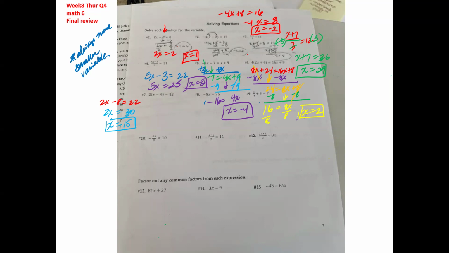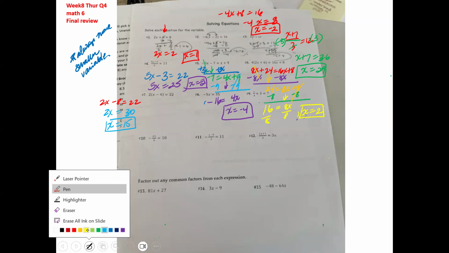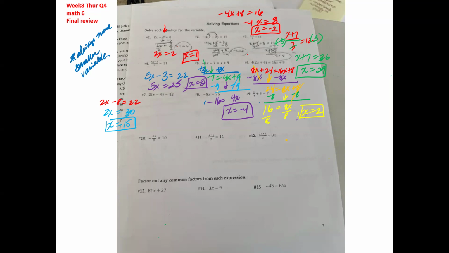All right, are you ready for number 8? Okay, well, that's an easy one. What do you do with a -5? That is divided by 5. Yes, divided by 5 like that? No, if it's a -5, you have to divide it by a negative. Remember that? So then the -5 and the -5 cancel, x equals -7.